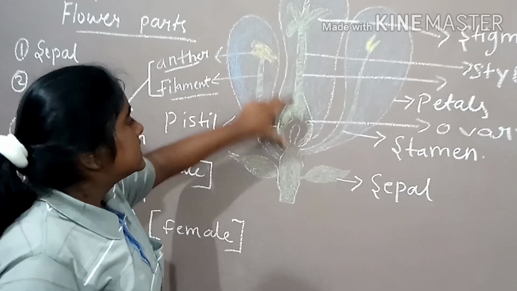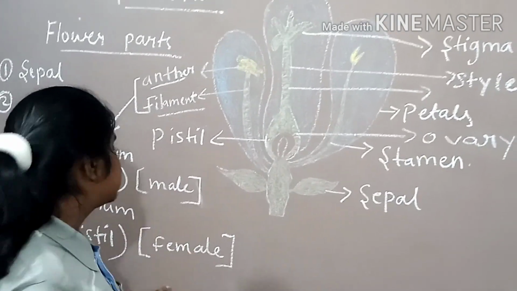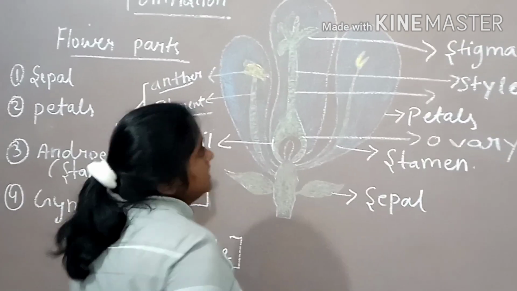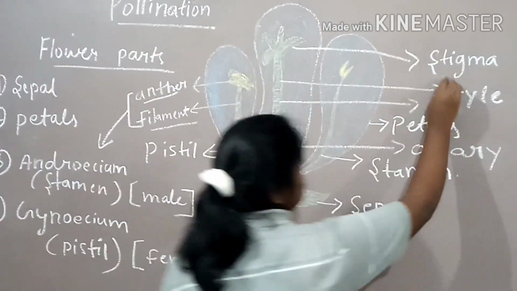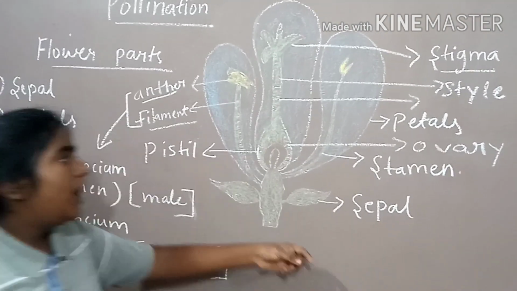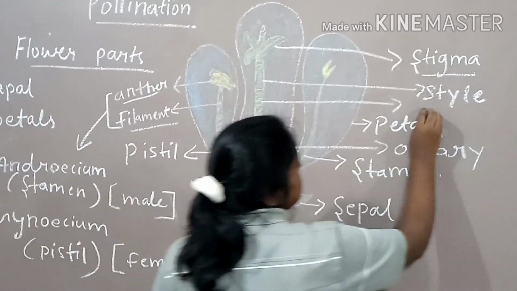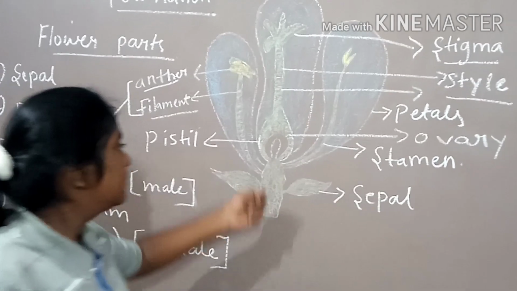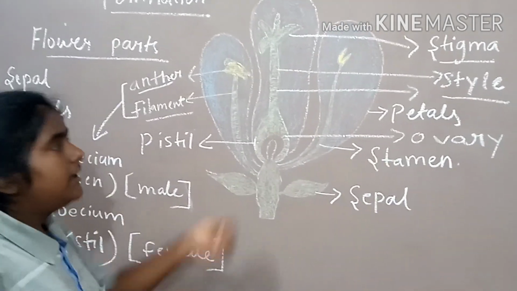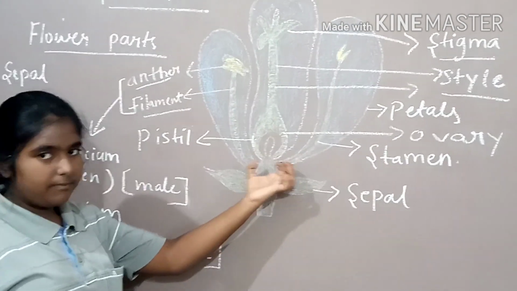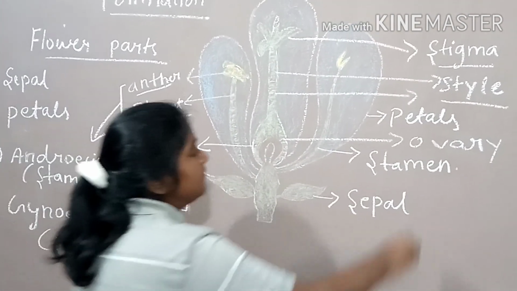Next, in the gynoecium or pistil, this upper structure is known as stigma. After the stigma, the tube which is going down is known as the style, and the swelled up part of the gynoecium is known as ovary.